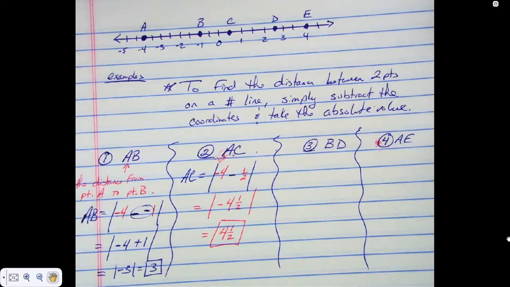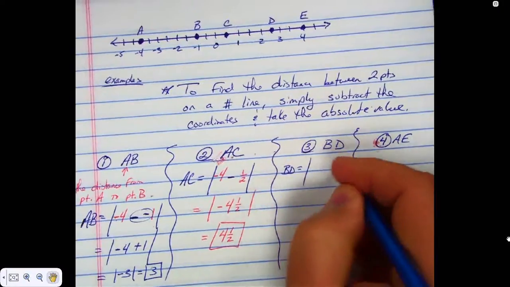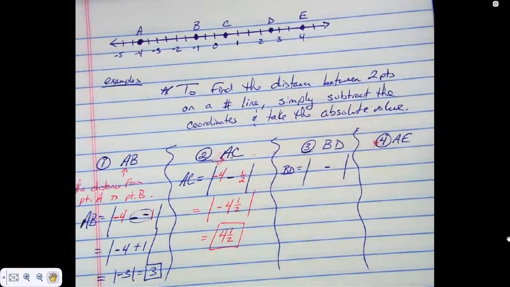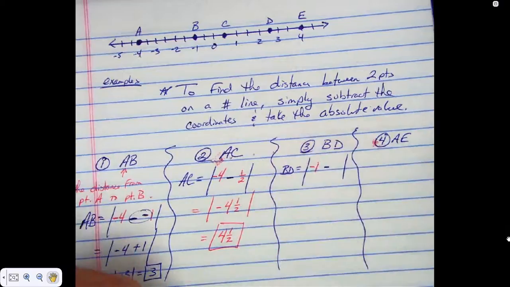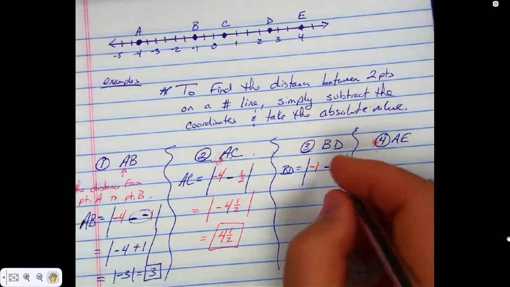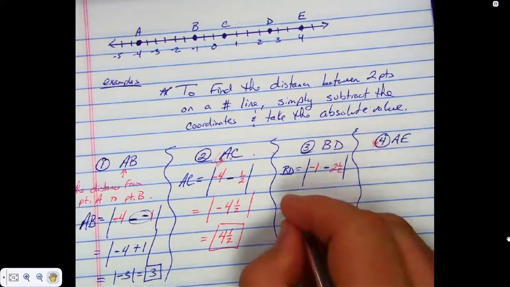BD. Remember, I'm subtracting them. What are the coordinates of B? Negative 1. What are the coordinates of D? 2.5. Positive 2.5? Mm-hmm. So I'm left with a negative what? 3.5. Which is a positive what?